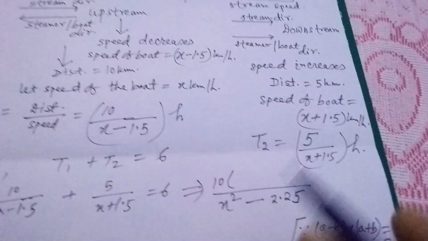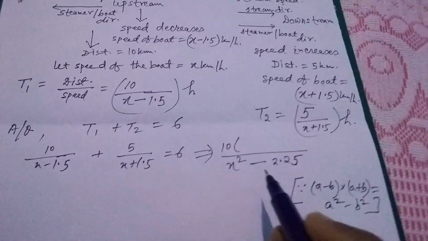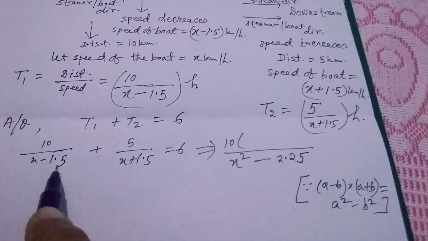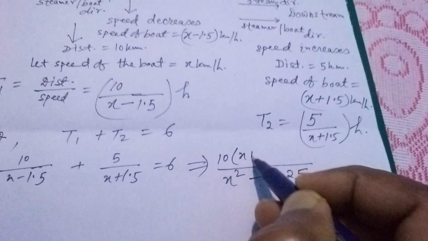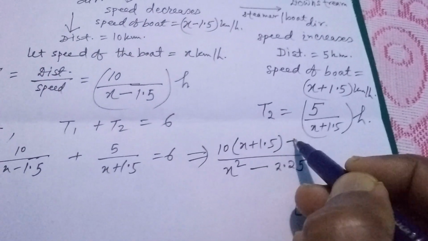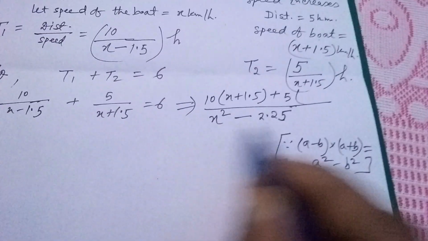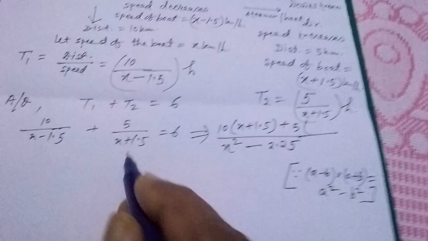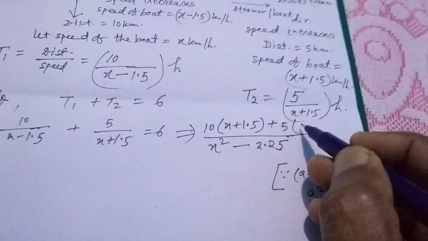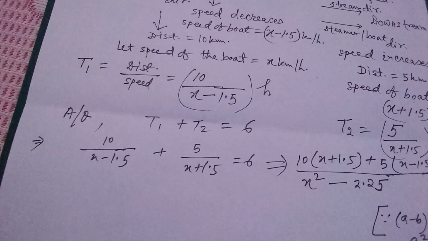Okay, and then here 10 into. Now since I have multiplied these two, when I divide this by x minus 1.5, I will get x plus 1.5. So 10 into x plus 1.5. Again plus 5 into. And again this is the LCM of these two numbers. So if this is divided by x plus 1.5, what will we get? x minus 1.5. And that is equal to 6.